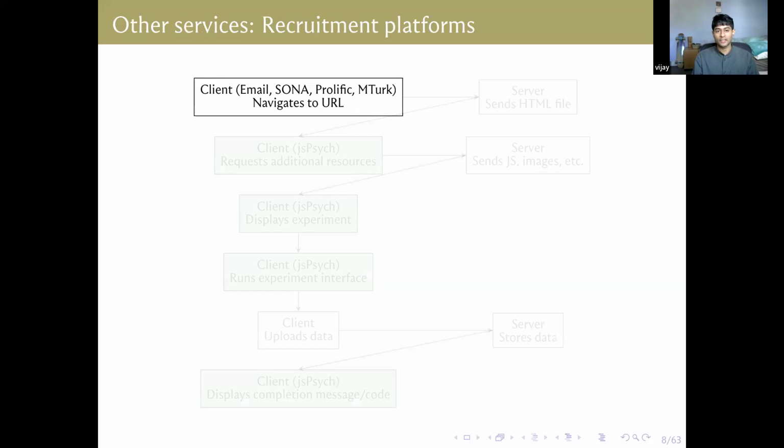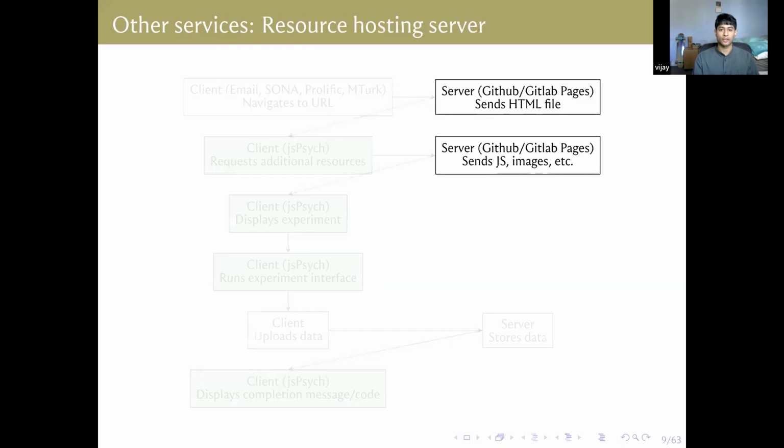So the first part is usually getting a link to participants. You can use Prolific or mTurk online recruitment platforms, or you could just use email or your university's system to get participants. For the server part that sends the files, there's free options. It's pretty simple. It's called GitHub or GitLab Pages. You can just upload your files there and it'll take care of everything.